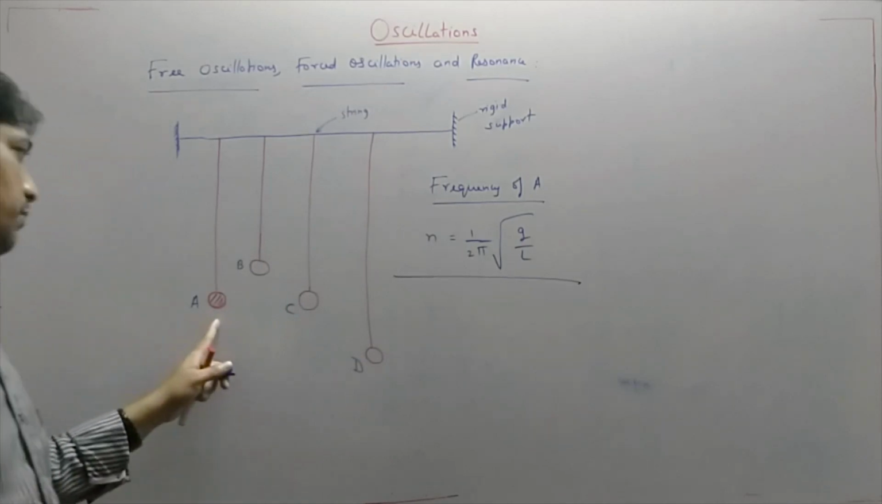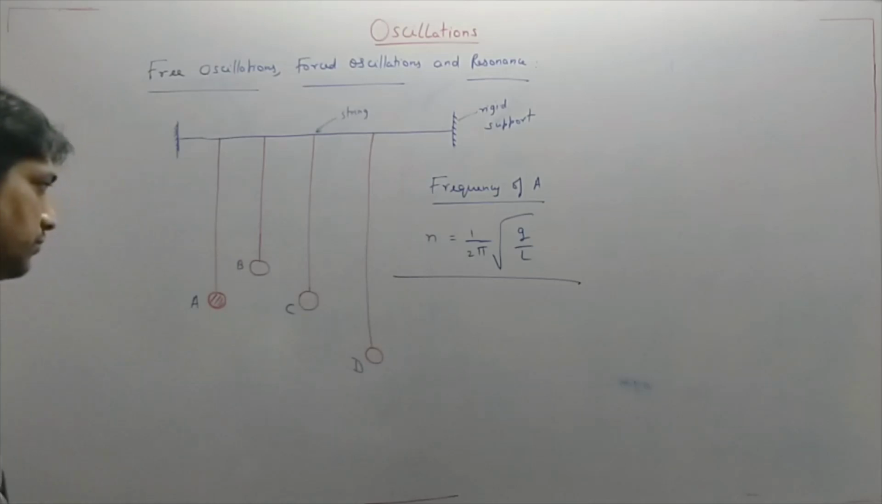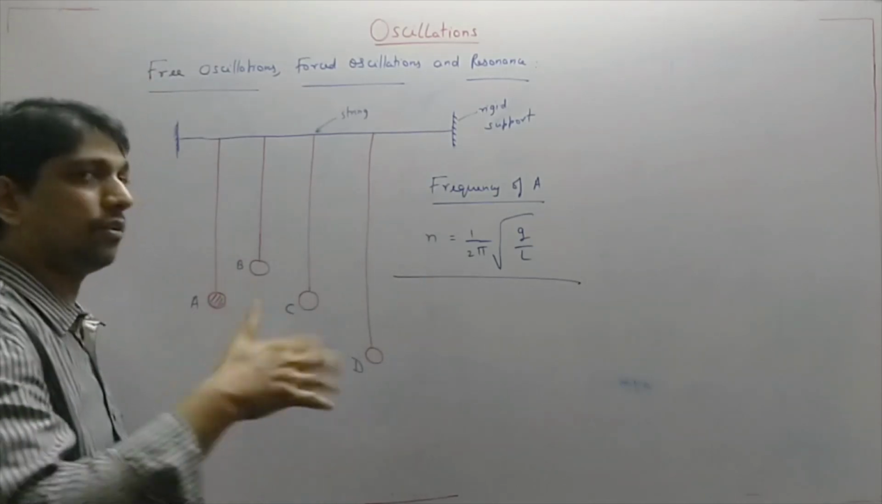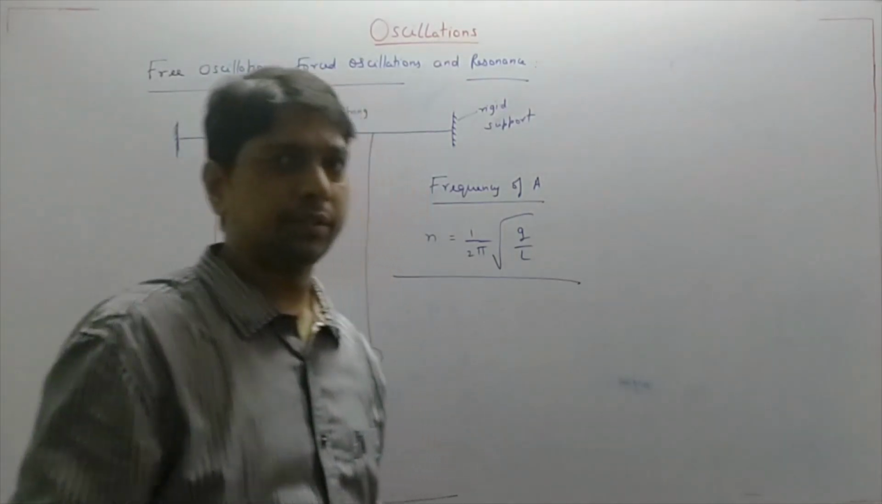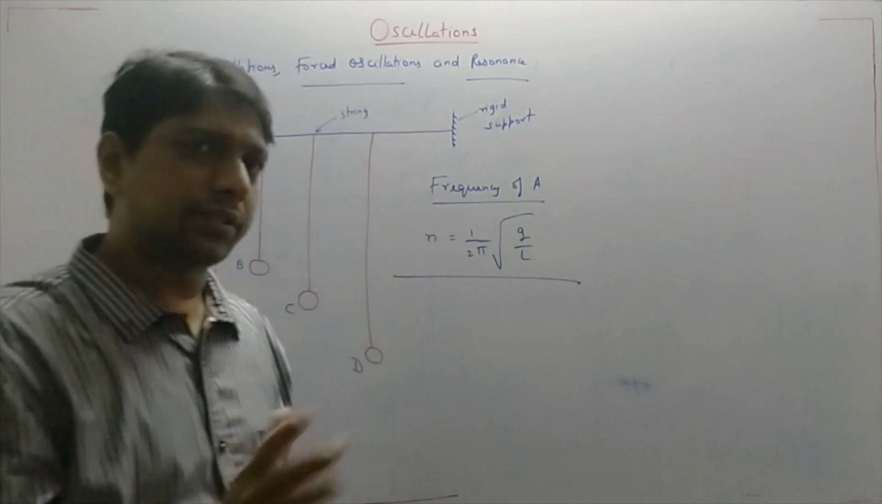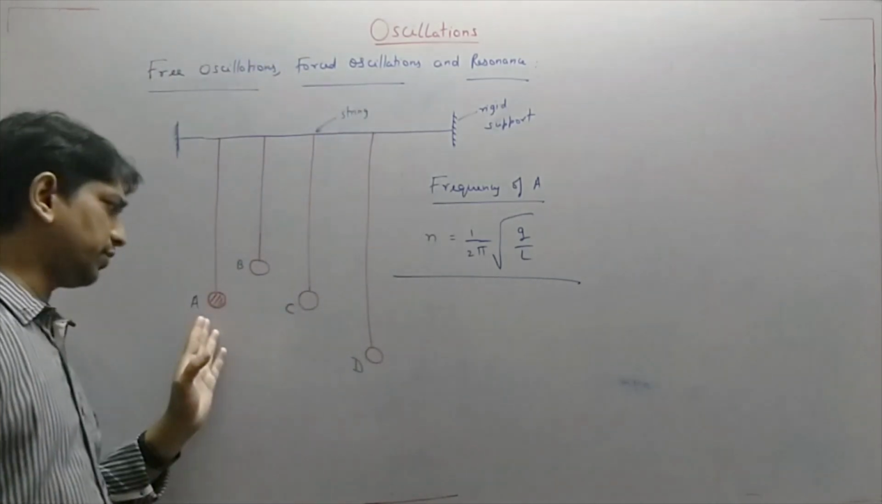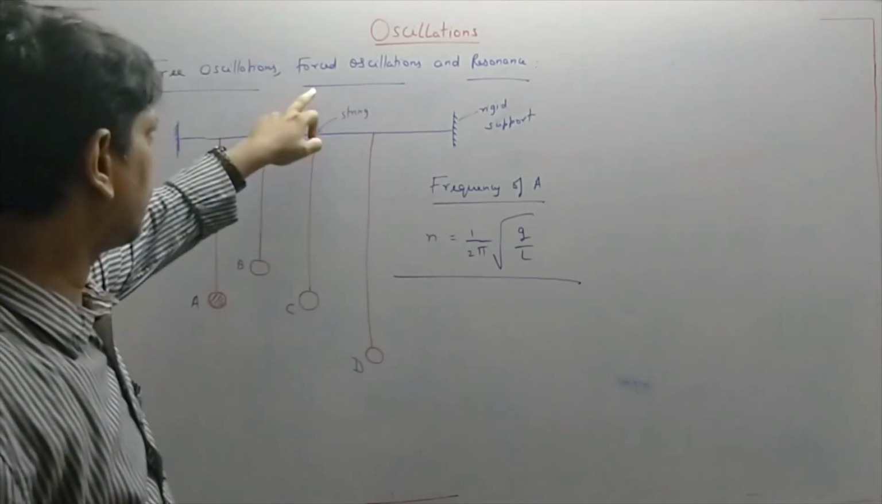When it is displaced from its mean position, it will start oscillating. After some time, we are going to see that pendulums B, C and D also start oscillating with some other frequency. So they are oscillating with frequencies other than the natural frequency of A. That type of oscillation is called forced oscillation.